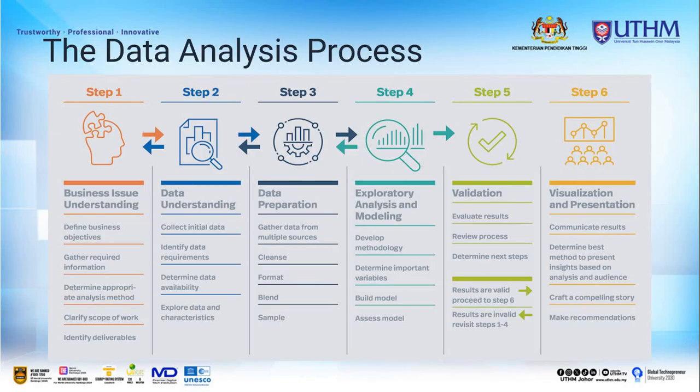Step number 1 is business issue understanding, which means you try to identify the problem statement and problem background of the issue that you want to solve. After that, you need to understand the data that you want to utilize to solve the problem. And third step, you have to collect the data, gather the data from multiple resources, and then format the data and cleanse the data, to prepare the data without any quality issue and feed the data to the EDA and modeling process.